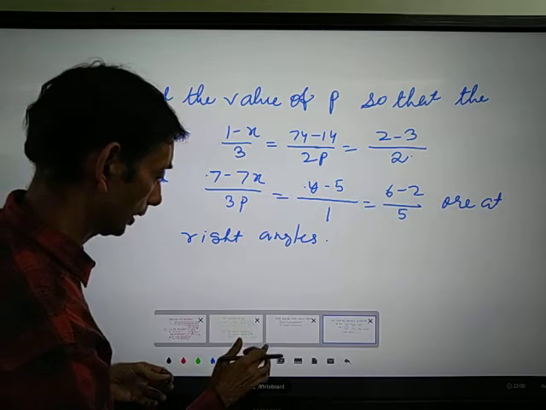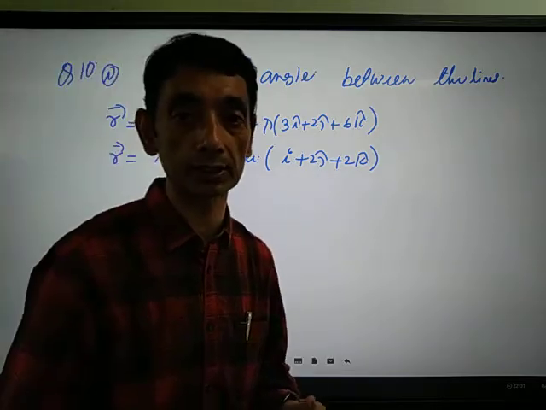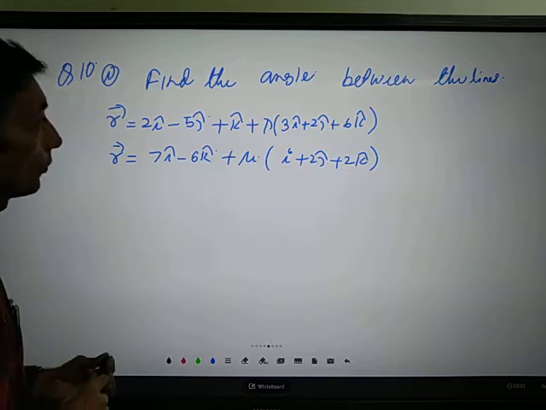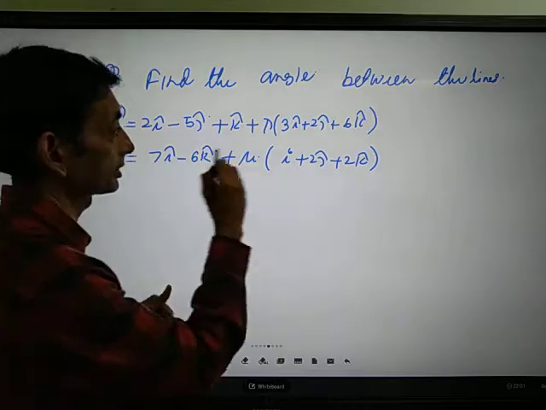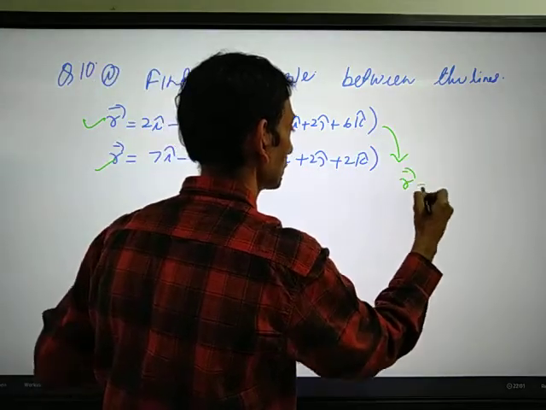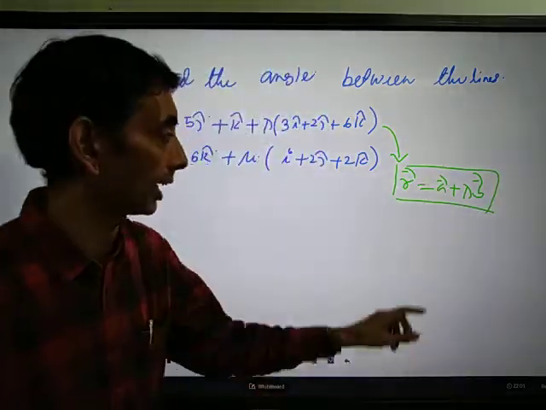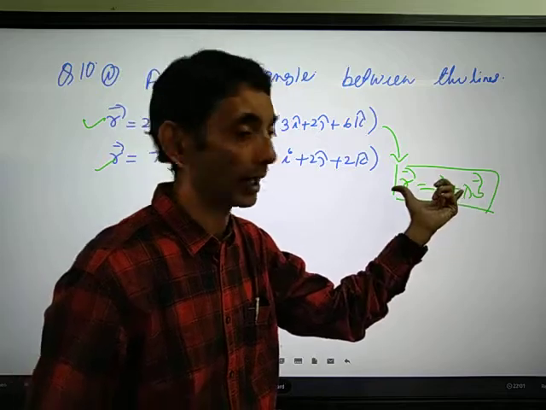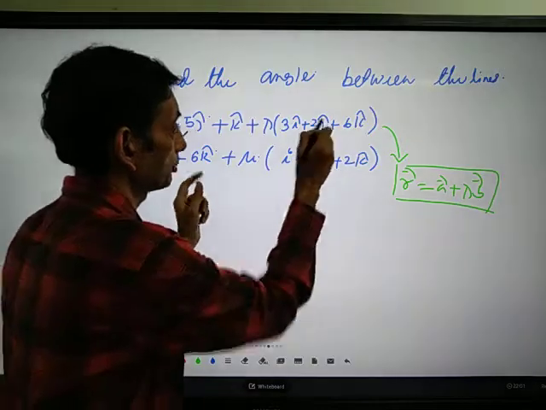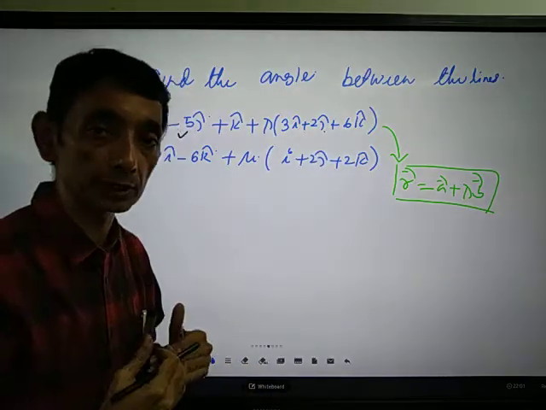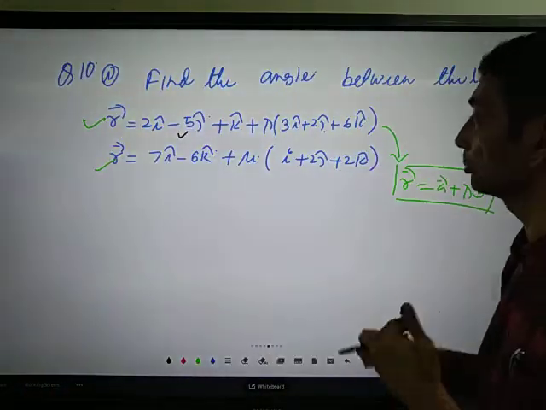Before that, we have one more question, question number 10. Angle between two lines. So find the angle between these two lines. Now, this line is given in the form r equal to a plus lambda b. We have just now discussed about the line also. What is b? b is a vector which is parallel to this line. So this is a and this is b. Now, we need to find the angle between these two lines, so it is sufficient to find the angle between these two vectors.